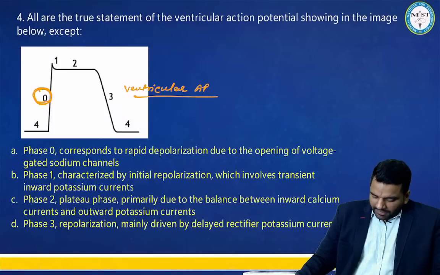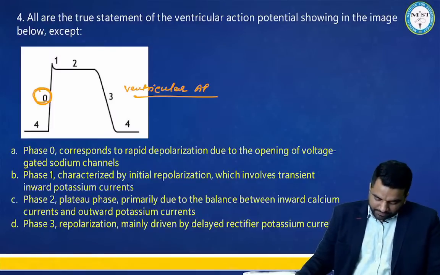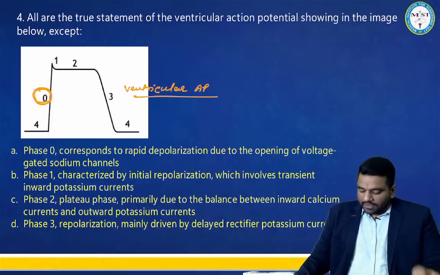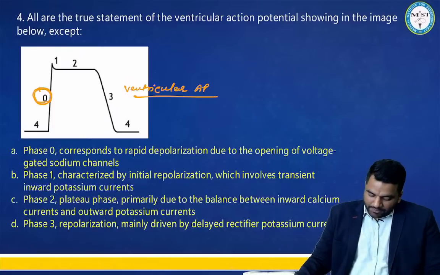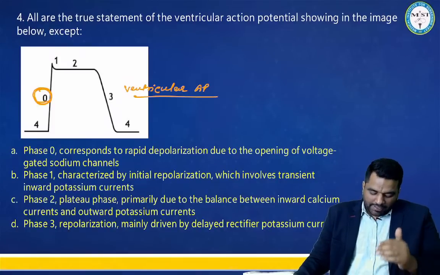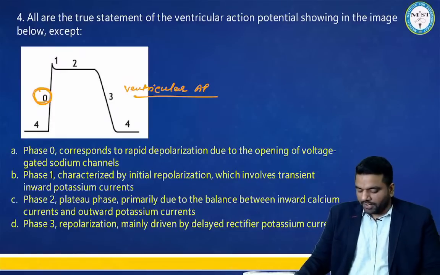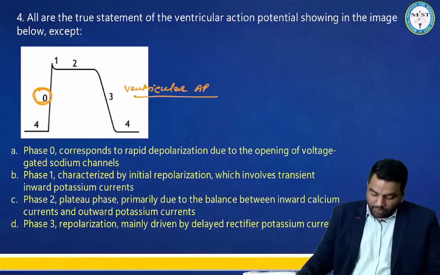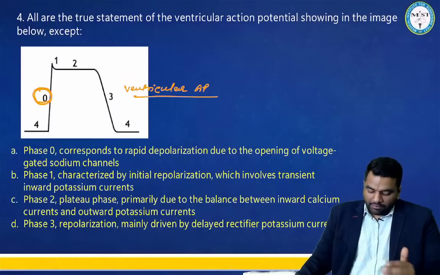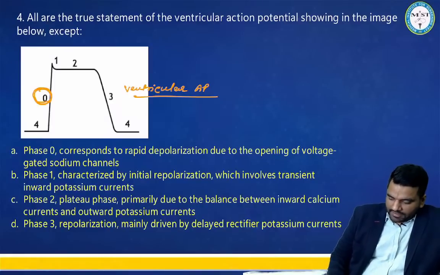Now option B: phase 1 is characterized by initial repolarization which involves the transient inward potassium current. Option C: phase 2, the plateau phase, is primarily due to the balance between the inward calcium current and outward potassium currents. And option D: phase 3 repolarization is mainly driven by delayed rectifier potassium currents.